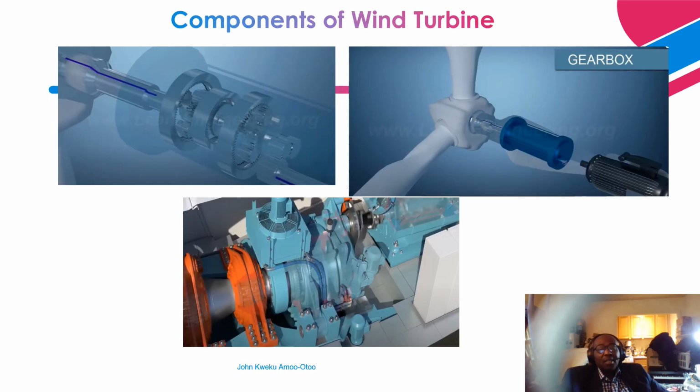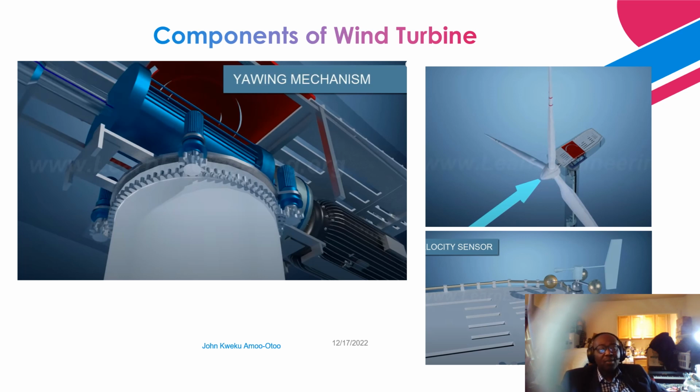Next is a picture of the components of the wind turbine. As I indicated, you need a gear system to multiply the speed of the low speed shaft on the turbine side, to increase it to the speed required by the rotor of the generator. So this is a typical picture of what the gearbox, the gear system, looks like within a wind turbine. Next, continuing with the components of the wind turbine.